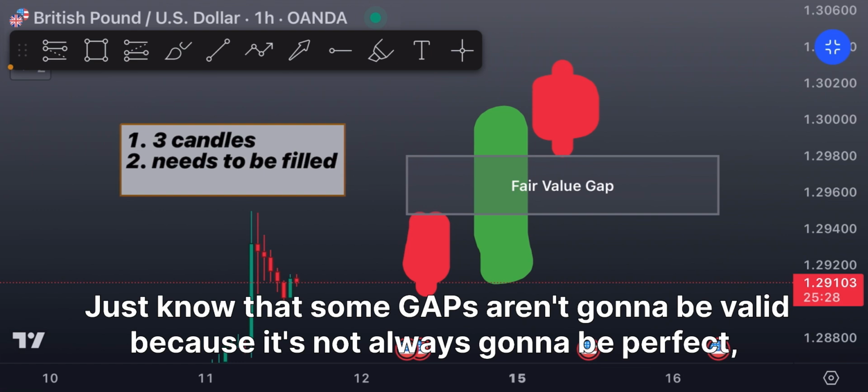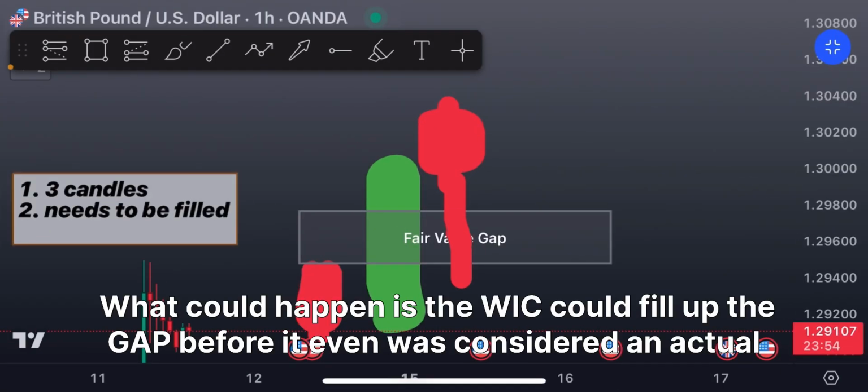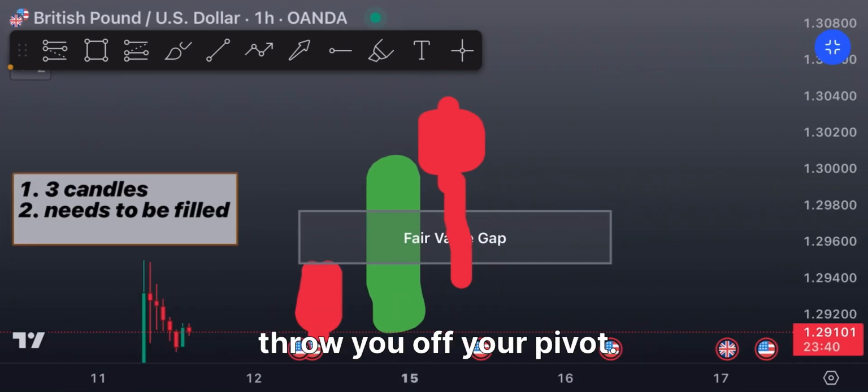So now I'm gonna talk about things to look out for with these gaps. Just know that some gaps aren't gonna be valid because it's not always gonna be perfect, right? It's not always gonna be printed out perfect. That's too easy. What could happen is the wick could fill up the gap before it was even considered an actual gap. And if you don't look at the wicks and you're just assuming these are going to be gaps, that could throw you off your pivot.